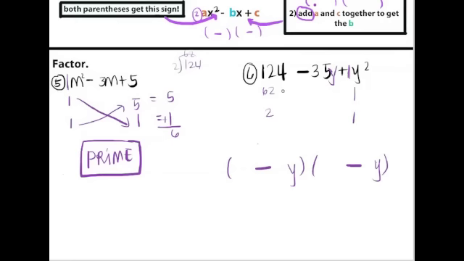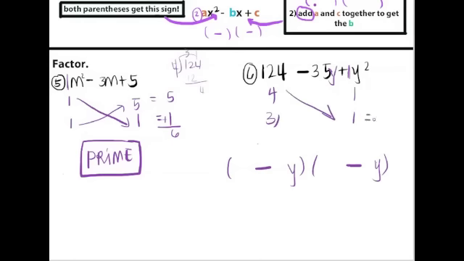So if I go 62 times 1, I get 62. 2 times 1 is 2. If I add those together, I get 64, and that's definitely not 35 in the middle there. So those cannot be the factors. Let's try another combination. Let's see what 124 goes into when I go 4. So if I go 4, I get 3, 12, 4, so 31. So let's try 4 and 31.